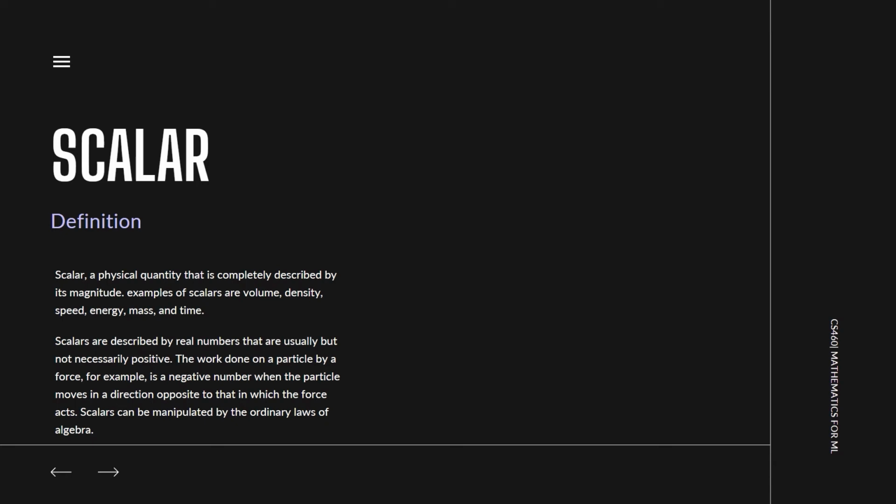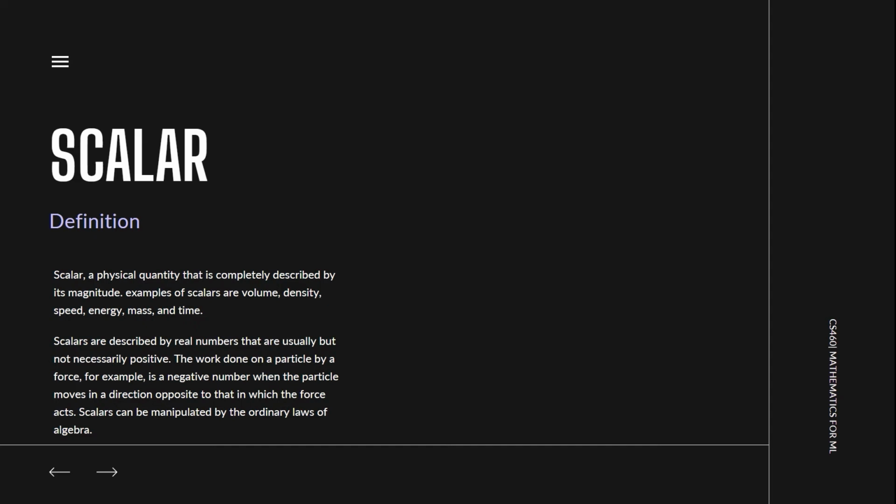Scalar. A scalar is a physical quantity that is completely described by its magnitude. Examples are temperature, distance, volume, density, etc. Geometrically, the quantity doesn't have a direction. Scalars are described by real numbers, but they are not necessarily positive. Like in the case of temperature, depending on the scale we choose, it can be either positive or negative.